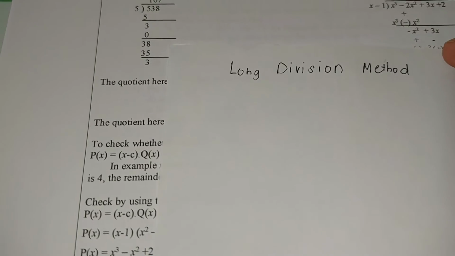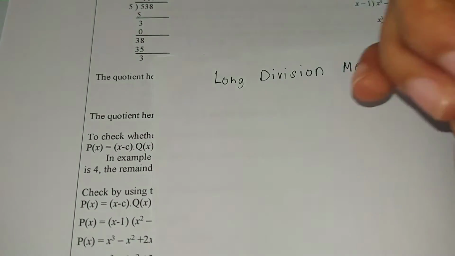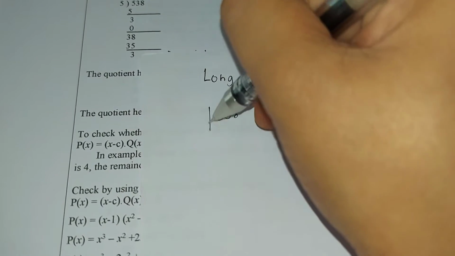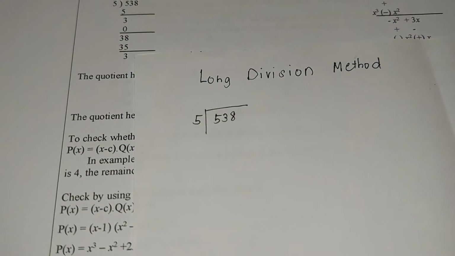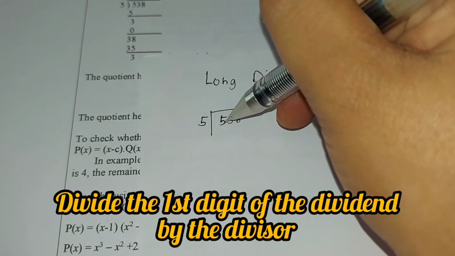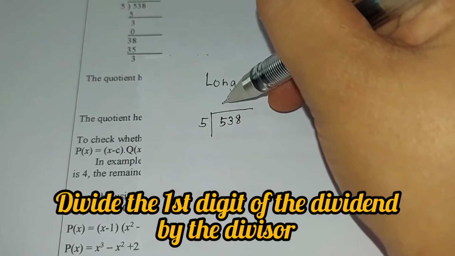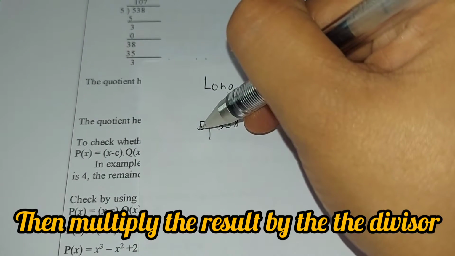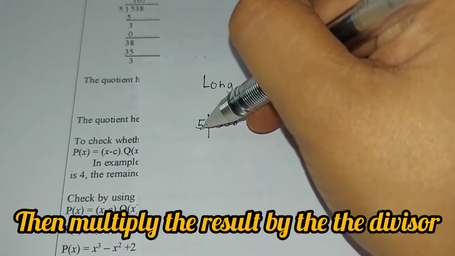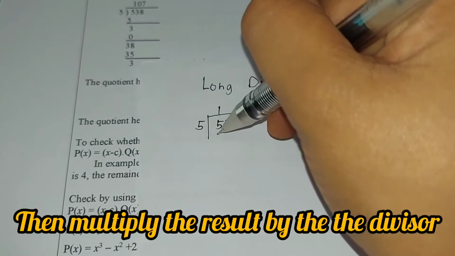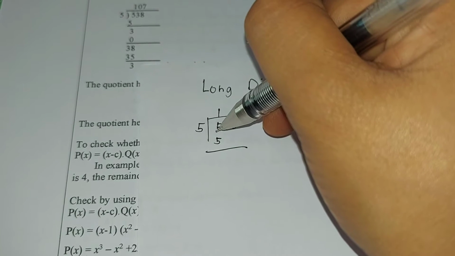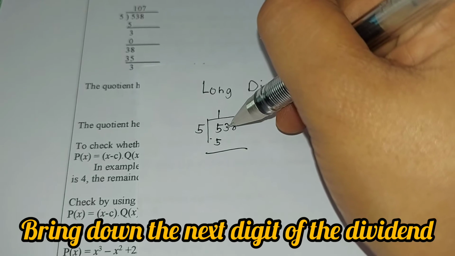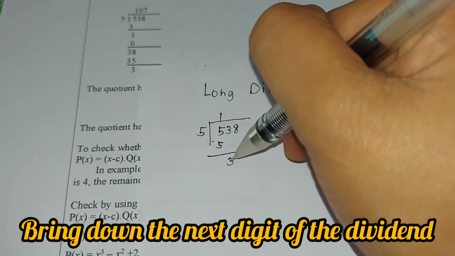Just like with long division of integers, for example, 538 divided by 5, look, this is the long division method. Divide 5 divided by 5. Your answer, put 1 on top. Then multiply the quotient and the, what do you call this? Divisor. 1 times 5 is 5. Then subtract. 5 minus 5 is 0. So nothing is left. Bring down the next number, 3.